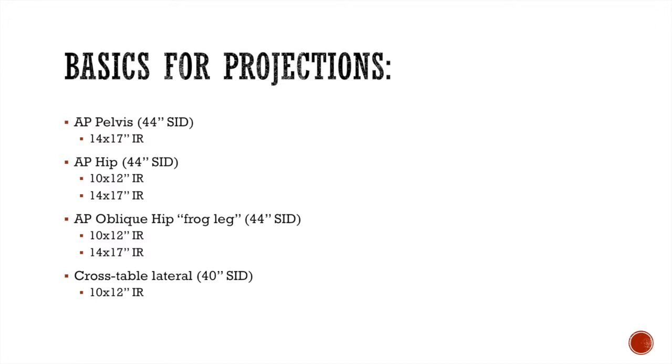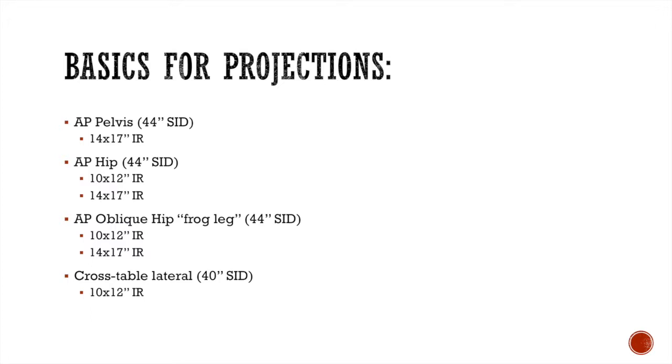According to Merrill's, you're supposed to use about a 10 by 12-inch IR in lengthwise position, but in some of the clinics that I work at, such as CP2 Ortho and UNC Imaging Center, they prefer to include a lot more of the femur and up to the pelvic iliac crest. So a 14 by 17-inch IR in lengthwise position will be used in some other places.